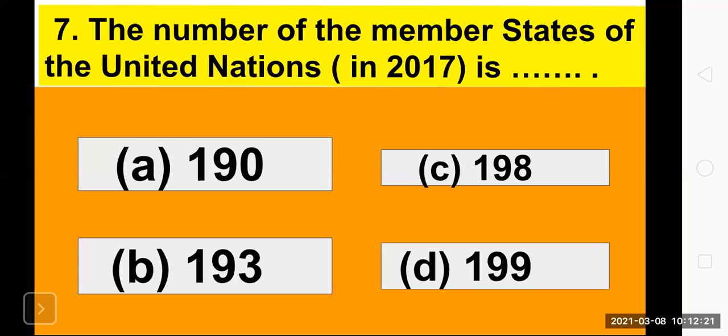The next question is: the number of member states of the United Nations in 2017 is. So how many member states does the United Nations have? That is 190, 193, 198, or 199. So see the correct option.